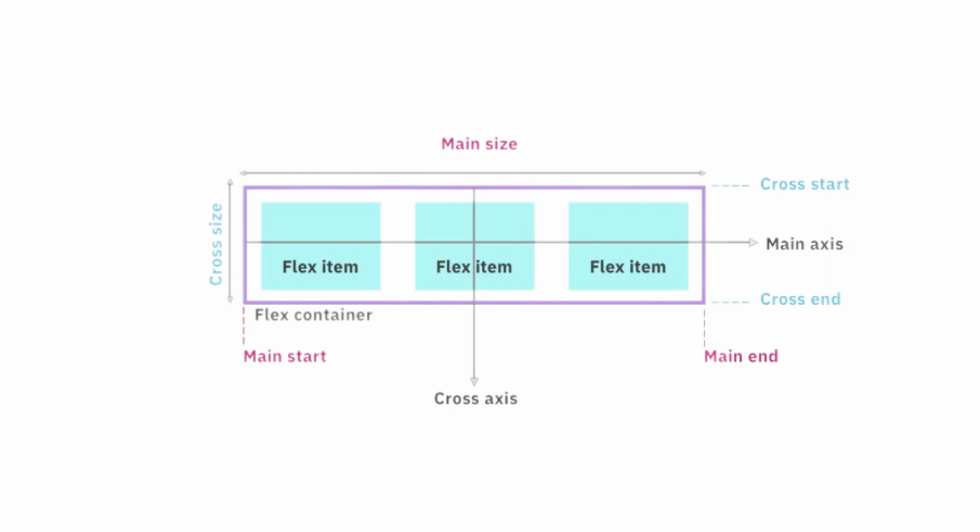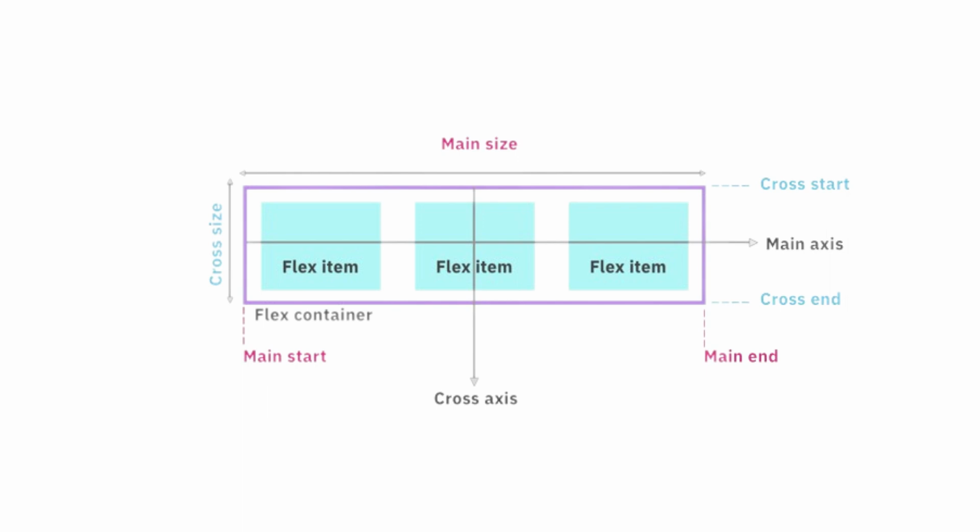Number one is main axis. Main axis is the primary direction in which flex items are laid out. Second one, cross axis is the perpendicular direction to the main axis. Main start is the beginning edge of the main axis. Cross start is the beginning edge of the cross axis. Main end is the ending edge of the main axis. Cross end is the ending edge of the cross axis. Main size, the width or height of a flex item along the main axis. Cross size, the width or height of a flex item along the cross axis.